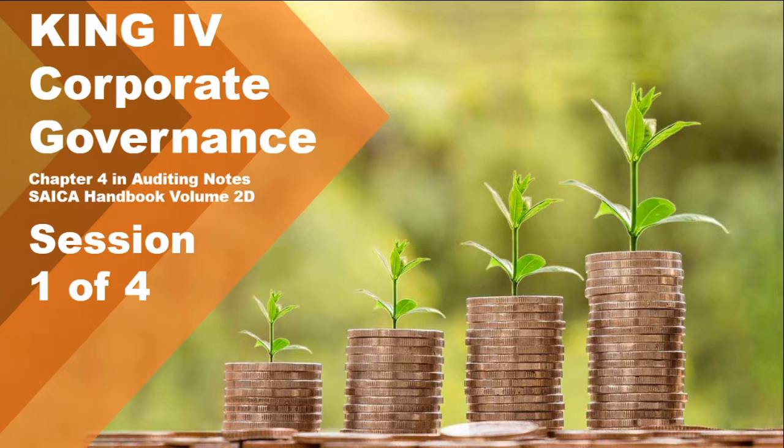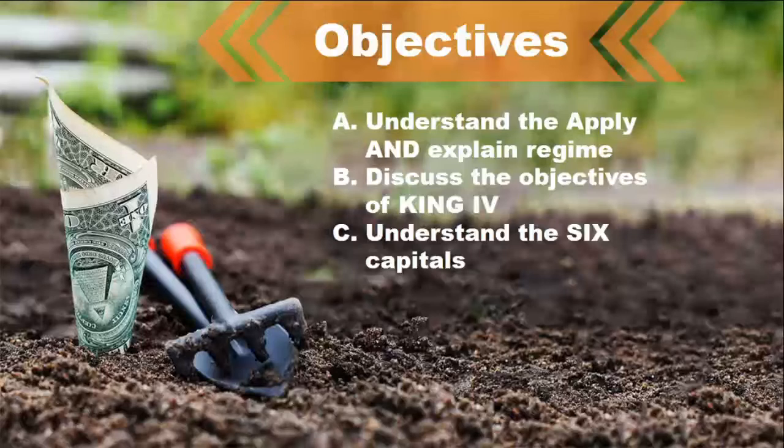This is the first of 4 sessions in which we will be discussing corporate governance and specifically King 4. In this session, we are going to understand the apply and explain regime of application that is applicable to King 4. We will also discuss the objectives to King 4 and discuss and explain the 6 capitals. This would be an introductory session, whereas the other 3 sessions will go a bit more in depth.